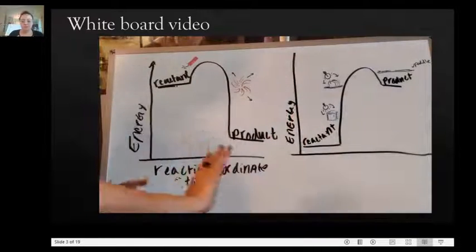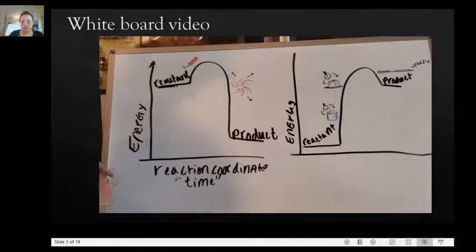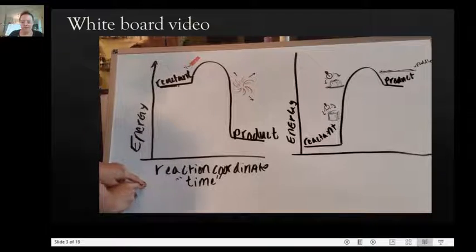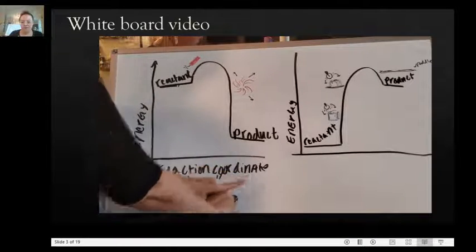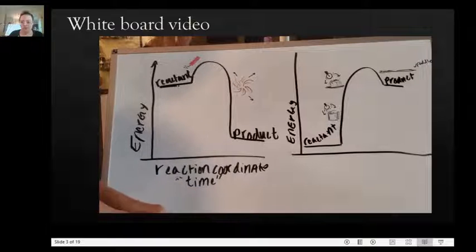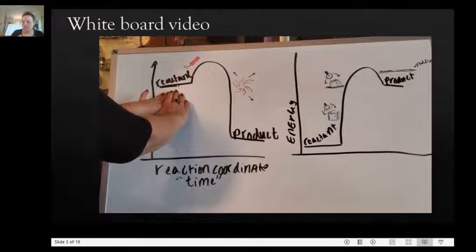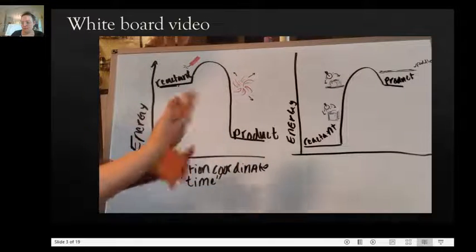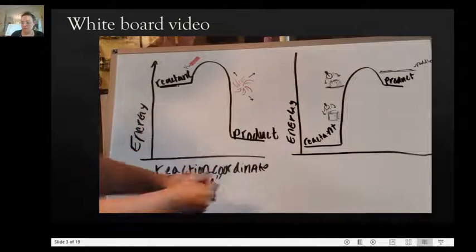Alrighty, we're going to go over this graph one more time. On the y-axis right here we have energy. Energy is going up. On the x-axis we have reaction coordinate. You can think of that as time. So at the very start of the graph we have reactants, and at the end of the graph we have products, whatever the reactants combine to produce.